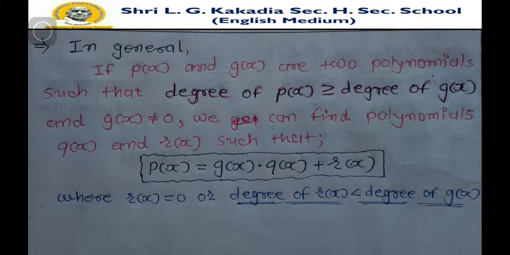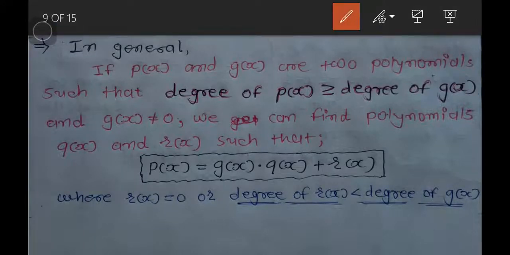Now in general, if you want to write this algorithm, we can say that if p of x and g of x are two polynomials such that the degree of p of x is greater than or equal to the degree of g of x, and g of x is not equal to 0, then we can find polynomials q of x and r of x such that we can write the division algorithm as p of x is equal to g of x into q of x plus r of x.